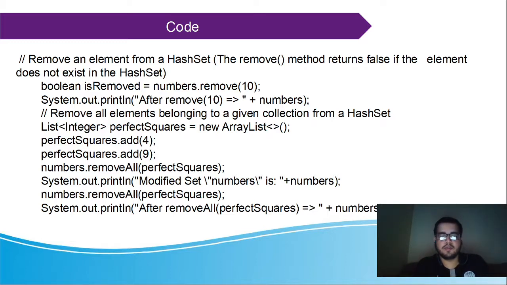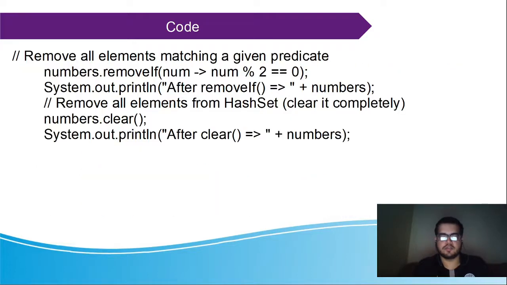So I have made one more collection, an array list collection of perfect squares, and I want to remove 4 and 9. First I have added 4 and 9 in the second collection, and I want to remove 4 and 9 from my hash set. So I use removeAll. If I print the hash set now, 4 and 9 will be removed successfully.